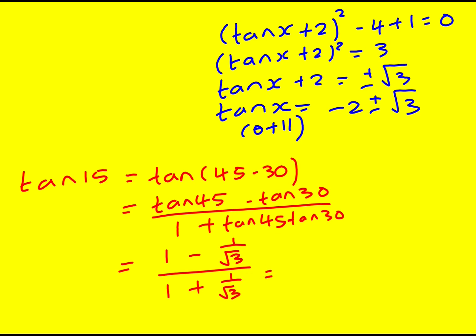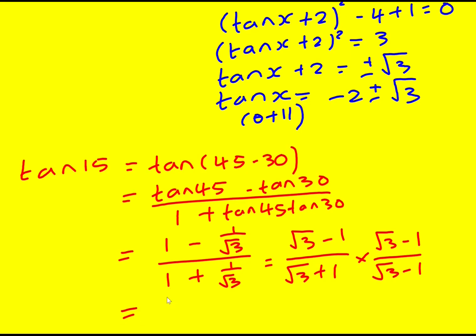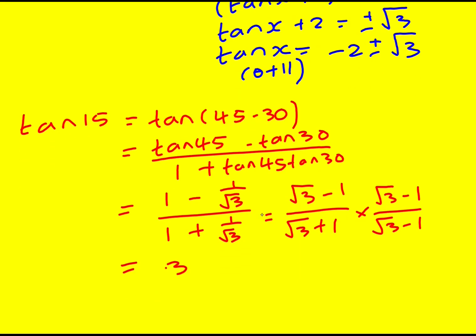Times top and bottom by root 3 to get rid of the fractions within fractions. Root 3 minus 1 over root 3 plus 1. Times top and bottom by root 3 minus 1 to rationalize the denominator. It's going to give me 3 plus 1 minus 2 root 3. On the bottom, 3 minus 1, so 2. That is 4 minus 2 root 3 over 2, which gives me 2 minus root 3.